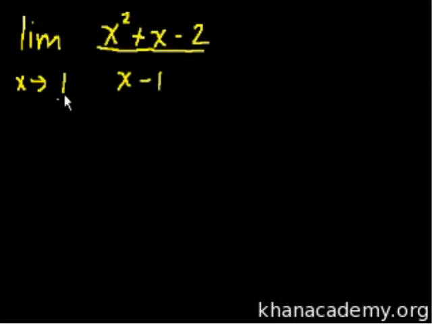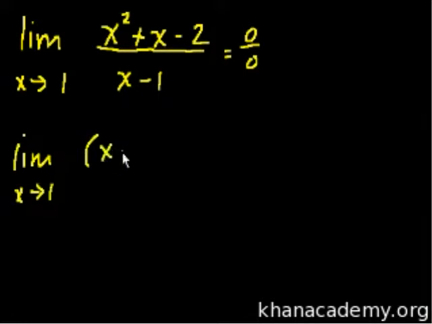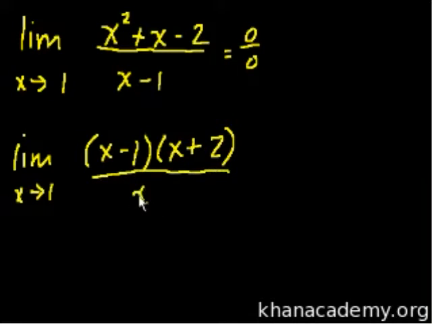Well, once again, let's see what happens when x equals 1. You get 1 squared plus 1, so it's 2, minus 2. You get 0 over 0. So once again, we get 0 over 0, and we have to do something to simplify it. Well, let's factor the top. That's the same thing as the limit as x approaches 1 of x minus 1 times x plus 2, over x minus 1.